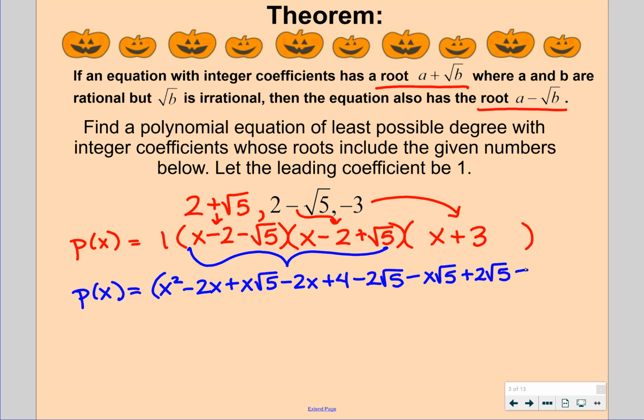and a negative, if I have negative square root 5 and positive square root 5, what do those multiply together to be? It's a negative times a positive, so it's negative. What's square root 5 times square root 5?